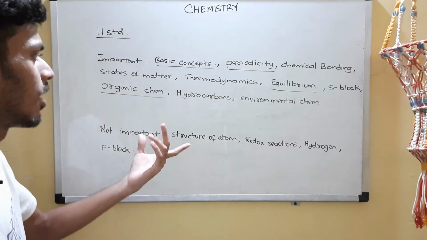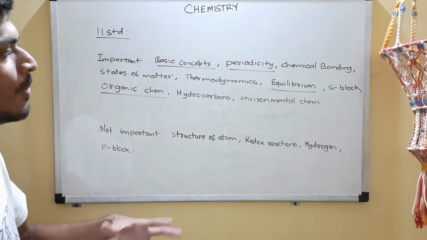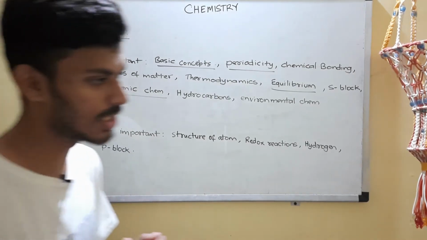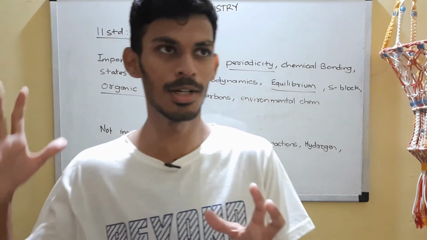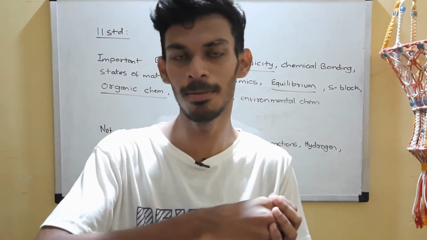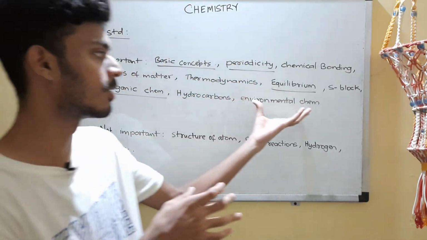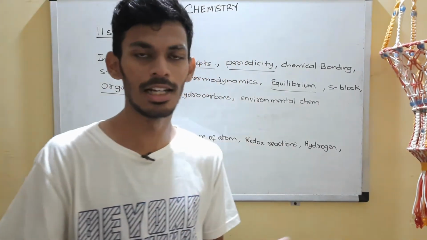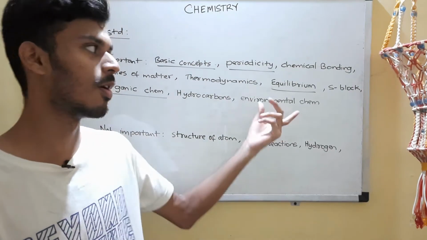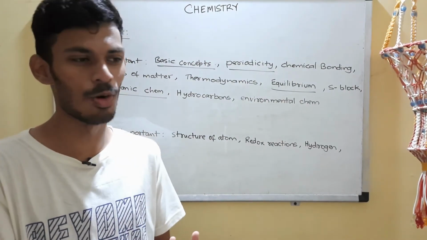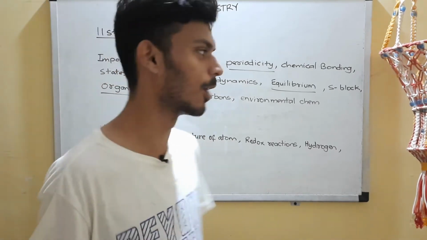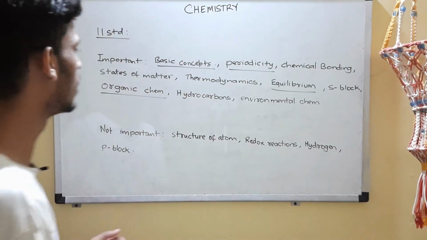Then we have hydrocarbons, again 1 to 2 questions. Environmental chemistry, 1 to 2 questions, but recently it is losing relevance. If you see the older papers from 2005 to 2010, you'll see a lot of questions from this topic, but recently the number of questions from this topic has reduced. You may see 1, at most 2, or maybe none. So that's about the important topics.